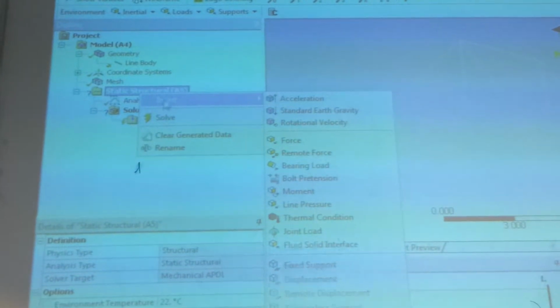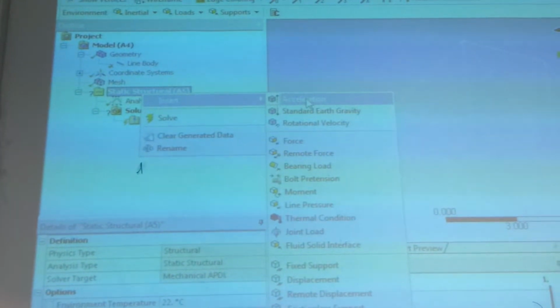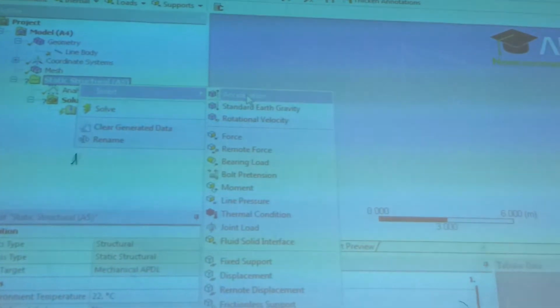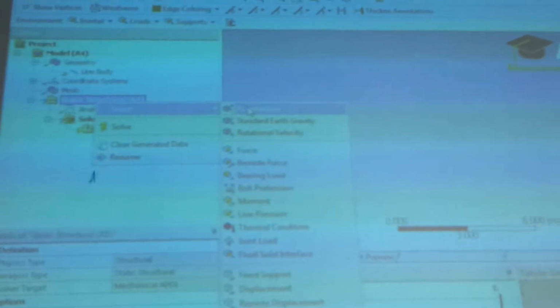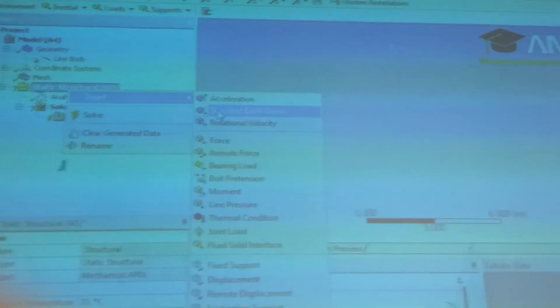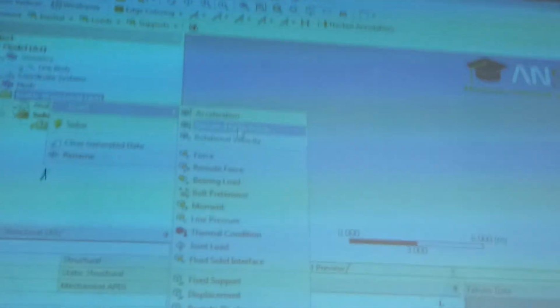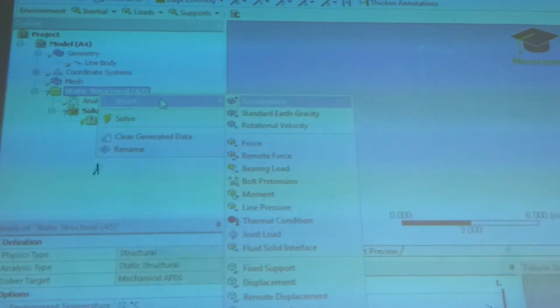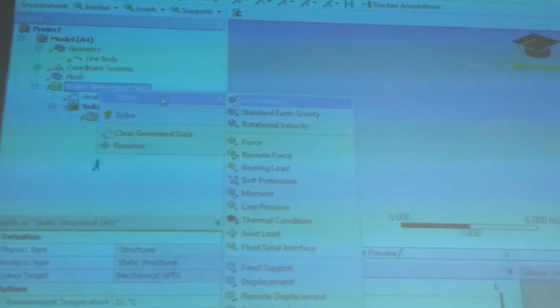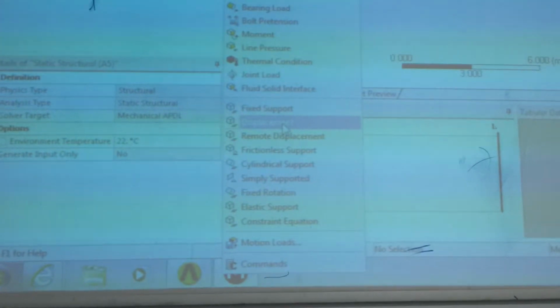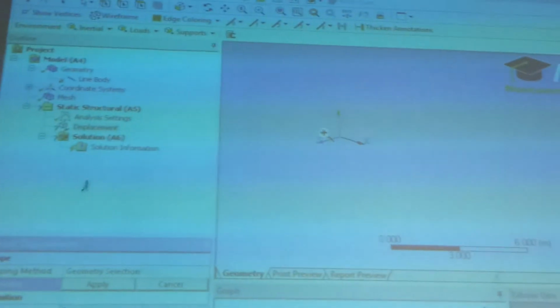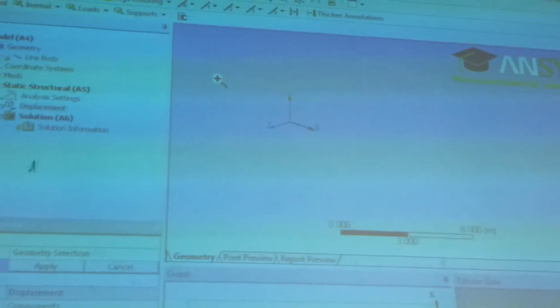So we can insert, if somebody would like to have their own weight of the structure, which we didn't have, you can create an acceleration, and due to the standard acceleration, it can create the own weight. We don't need that. Let's have the displacement fixed support. So we have a displacement fixed of the elements of the node, excuse me.